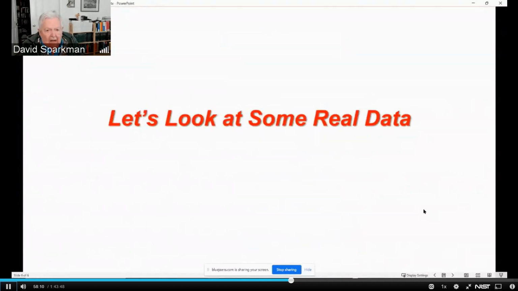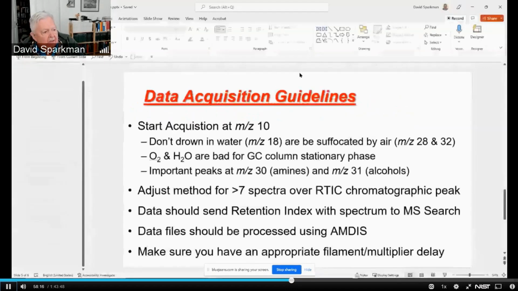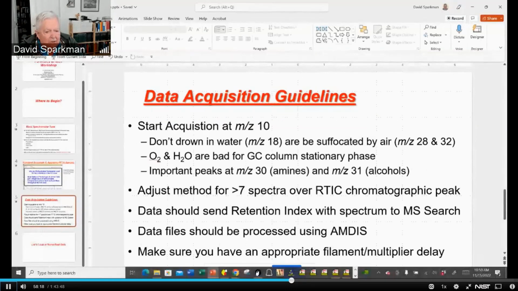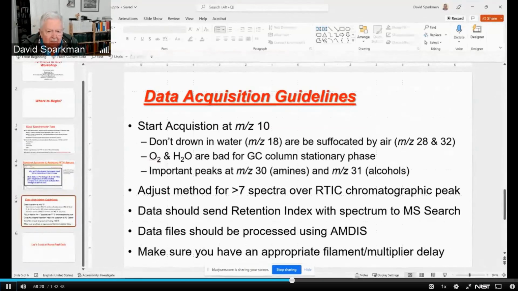Now let's take a look at some real data so that we can see some of the possibilities that we can use. The first thing we're going to look at is a story that I found very interesting.